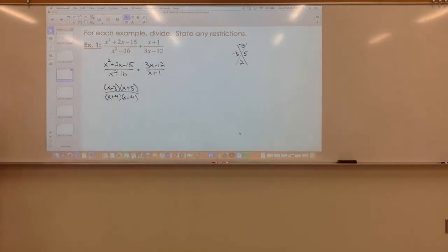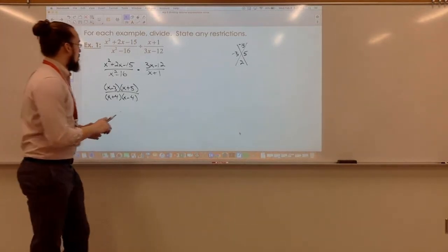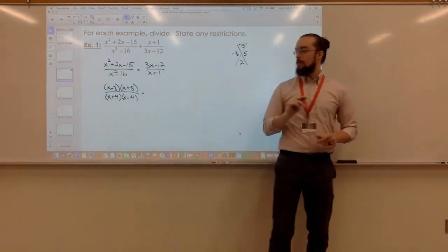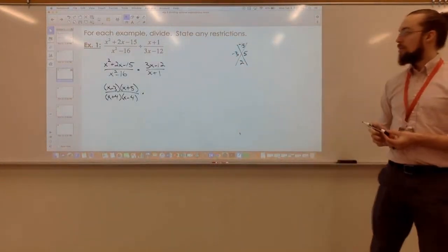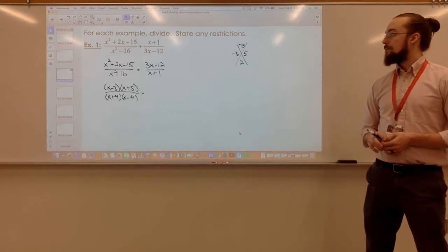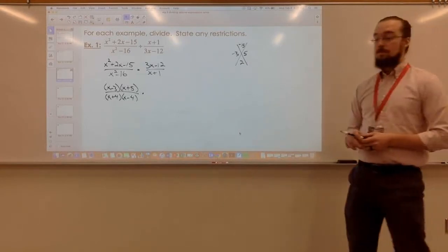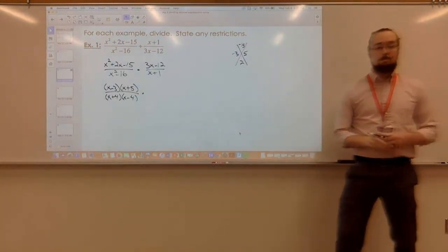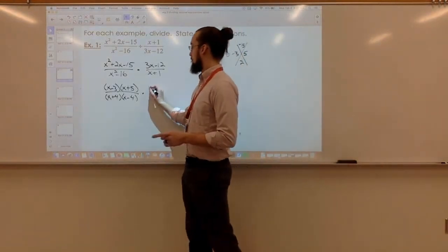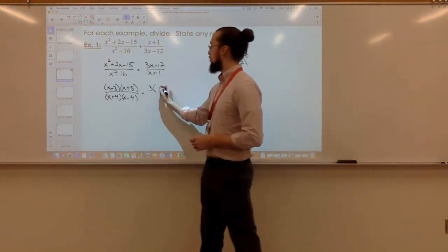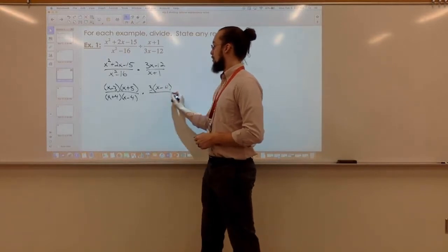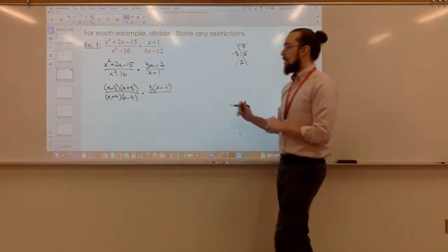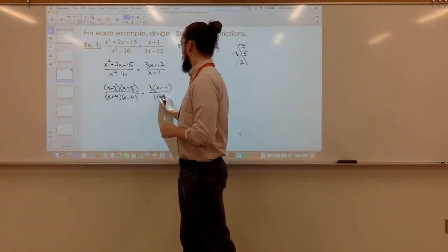X plus 4 and x minus 4. Alright, so how about over here? I've got 3x minus 12 in my numerator. What can I do with that? I can take out a GCF, 3, and I'll be left with x minus 4. How about the x plus 1? Can I do anything with that? No. So that will stay as x plus 1.